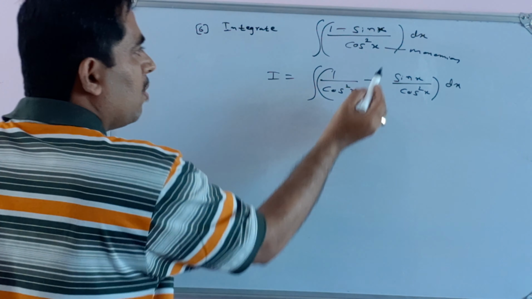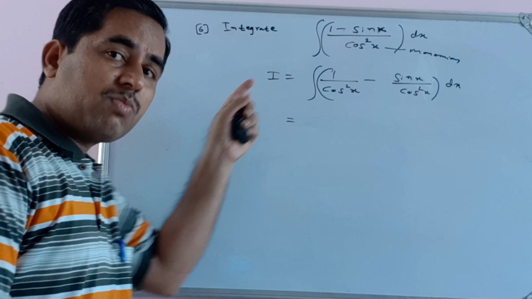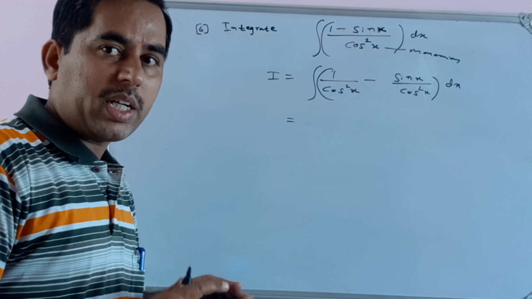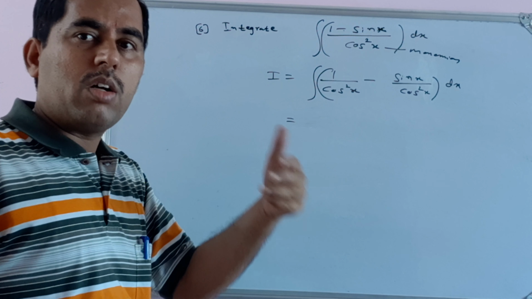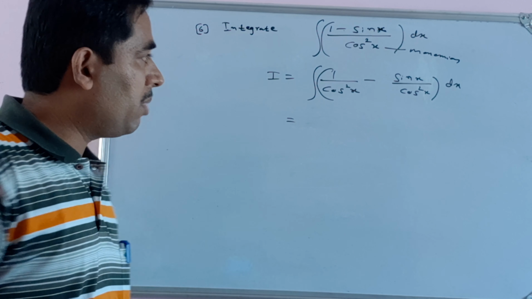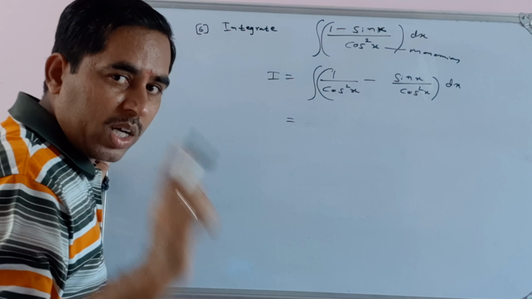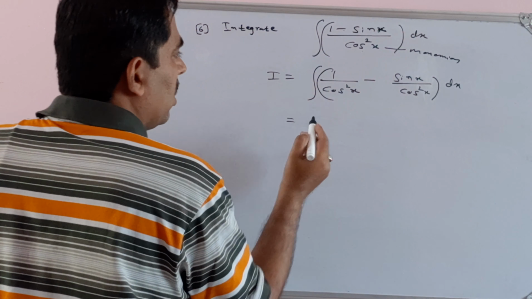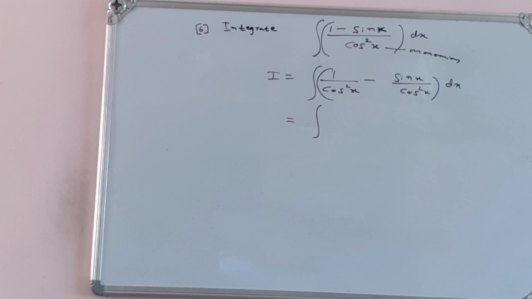So we are splitting this because the denominator is a monomial. If the denominator is not a monomial, then this method fails. I am telling you repeatedly: if the denominator is a monomial and the numerator is a polynomial, maybe trinomial or whatever it may be, that means the denominator contains only one term, so we can split it. Then we can make use of some basic trigonometric results.